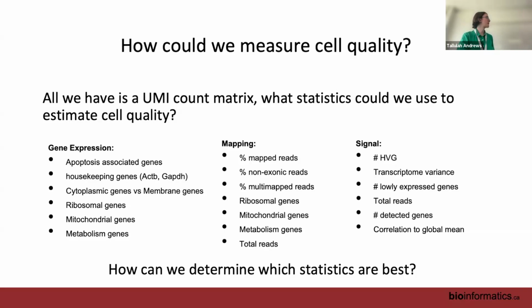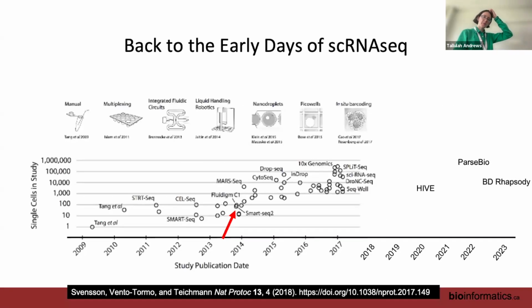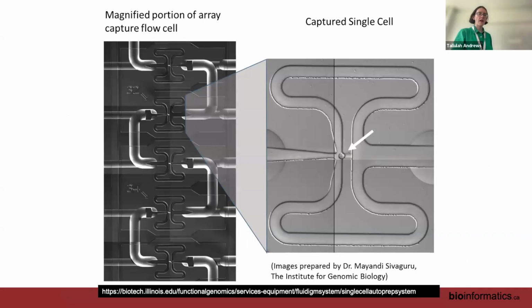So how do we know which statistics we should use? For this, we're going to go back in time, all the way back to 2014 or 2018, when we were using the Fluidigm C1. This is a microfluidic device, and the reason we have to go back to this point is because it allowed you to actually take pictures of the cells that you had captured. So you could actually see if there's an intact cell there or not, if it looks damaged, or if there's nothing there, to check against your RNA-seq data.